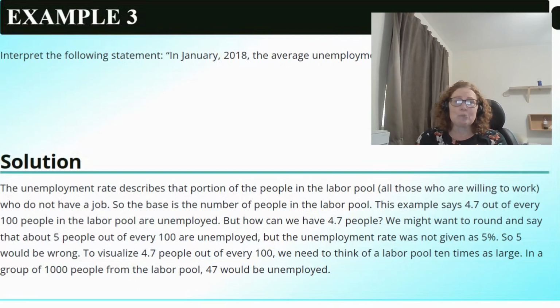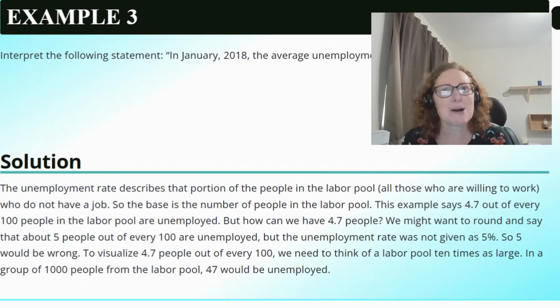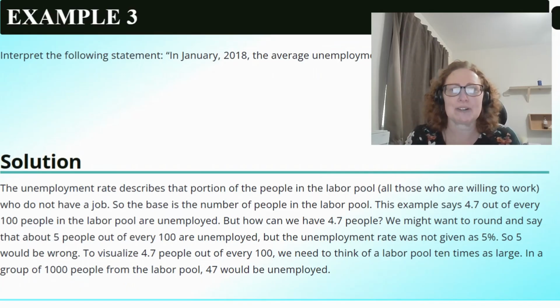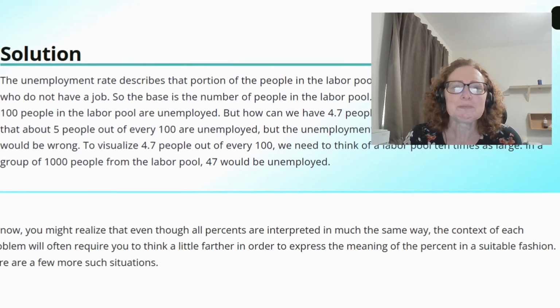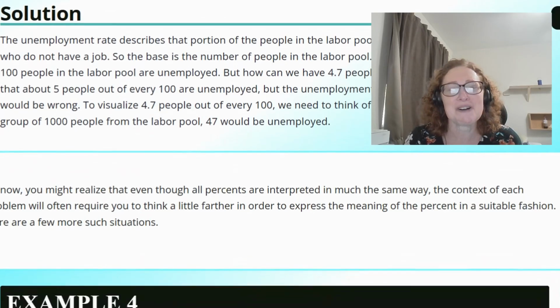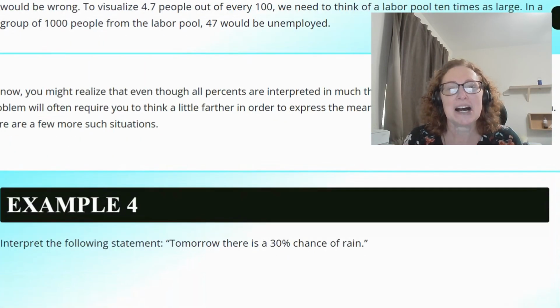So maybe we could get a larger sample and then change it to over 1,000. And so then we can say 47 would be unemployed out of every 1,000. So that makes a lot more sense than having that portion of that person, right? So yeah, there's different ways we can see percents.